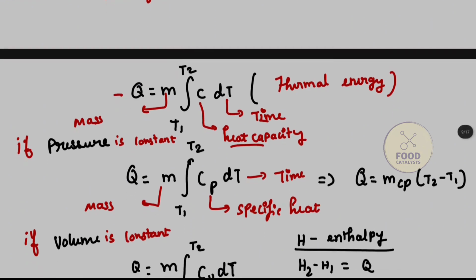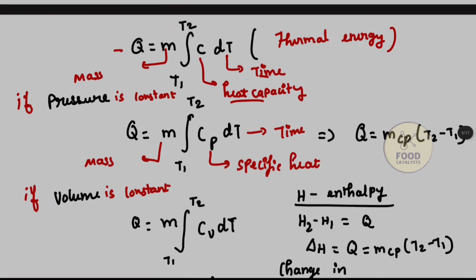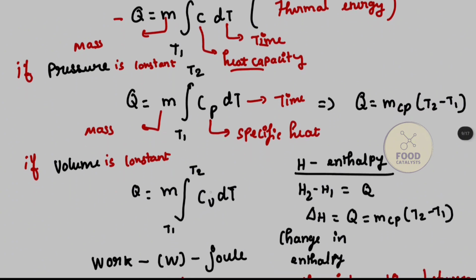But here is a point. If we are using constant pressure, if the pressure is involved, then it's actually Cp, which is a specific heat, it's not a heat capacity. So the formula will be m Cp, and if I use the integration, it is T2 minus T1. So Q is equal to m Cp (T2 minus T1). This is the formula for the thermal energy. If the volume is involved, then we have to replace the Cp with Cv, and work the formula accordingly.